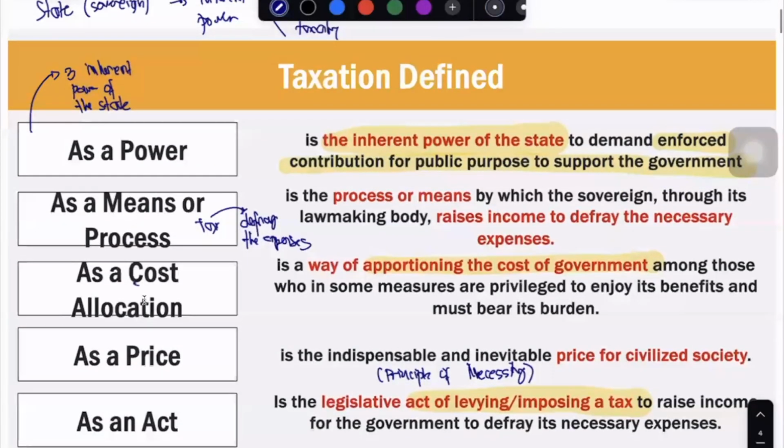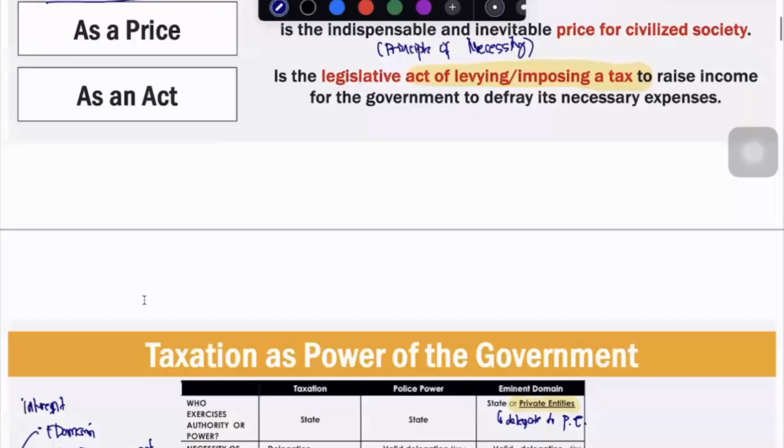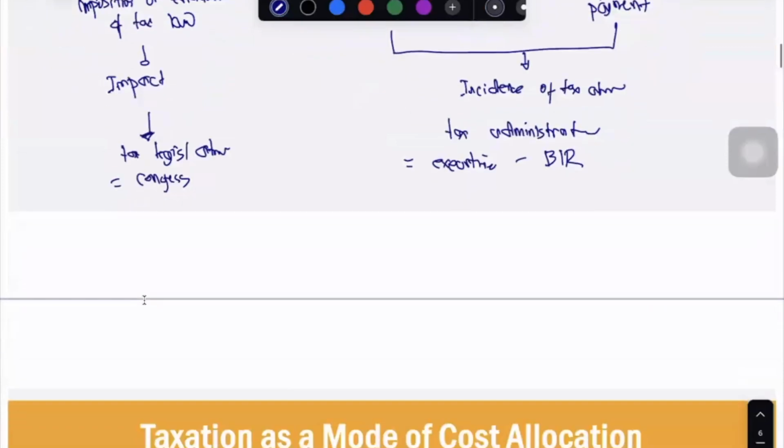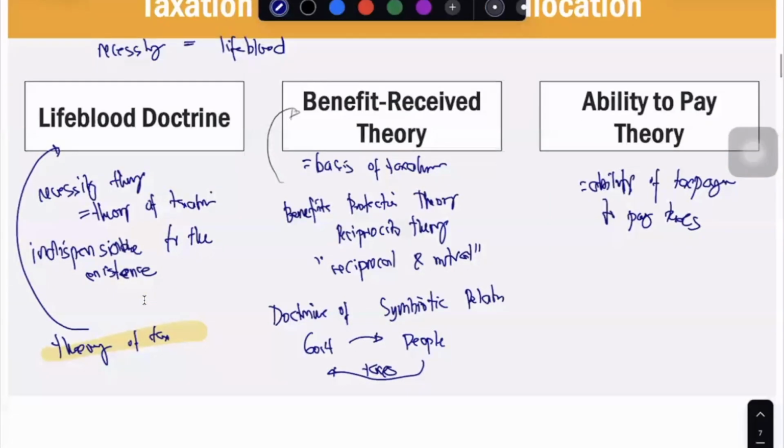Taxation as a mode of cost allocation. It is a way of apportioning the cost of the government. And how do we apportion the cost of the government? Generally, that is based on benefit received theory, that since the people receive benefits coming from the government, the people in turn must pay taxes to defray the expenses of the government. So this is the reciprocal and mutual duty of the government and the people.